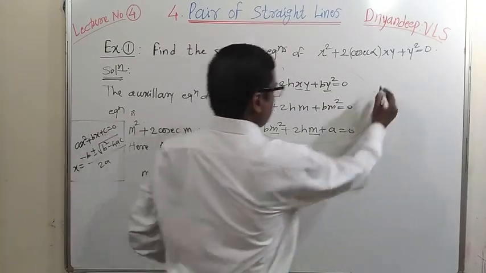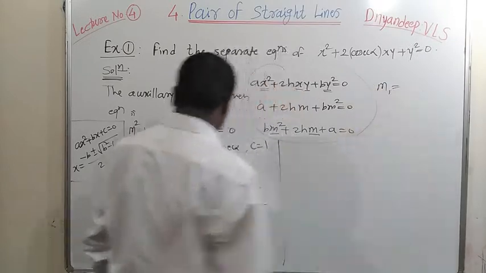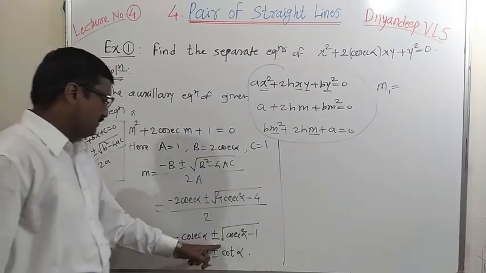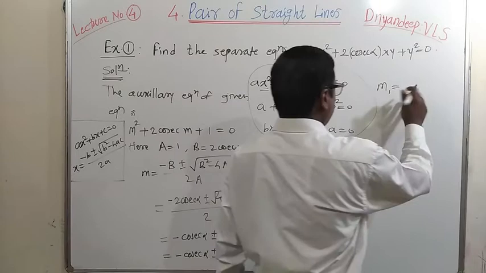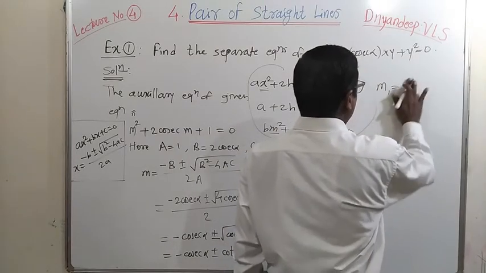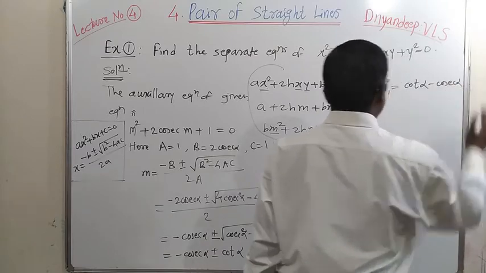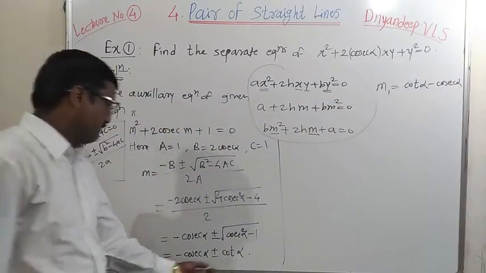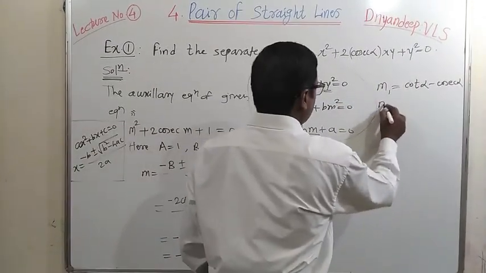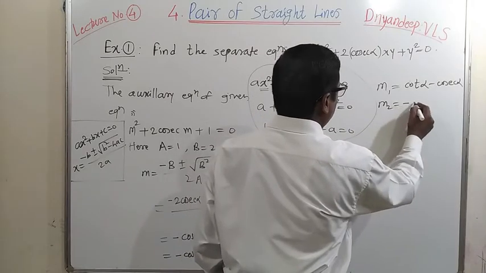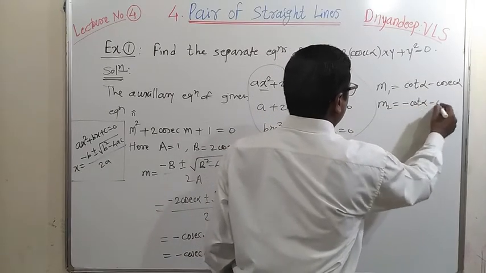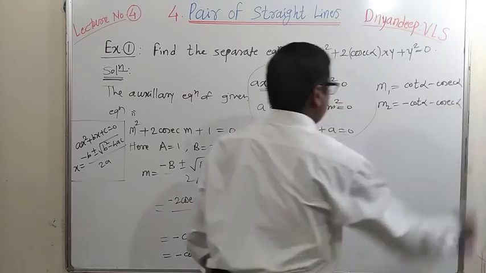Those slopes are m1 equal to minus cosec alpha plus cot alpha. We can write it as cot alpha minus cosec alpha, because cosec alpha is always negative here, and cot alpha is positive or negative. So here m2 is equal to, now take minus cot alpha minus cosec alpha.